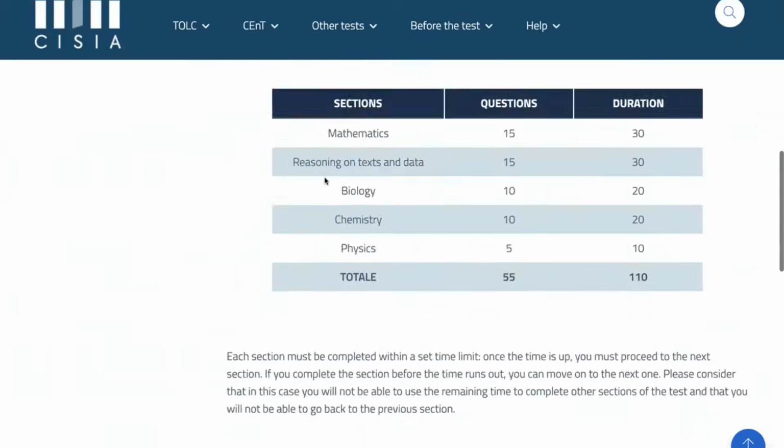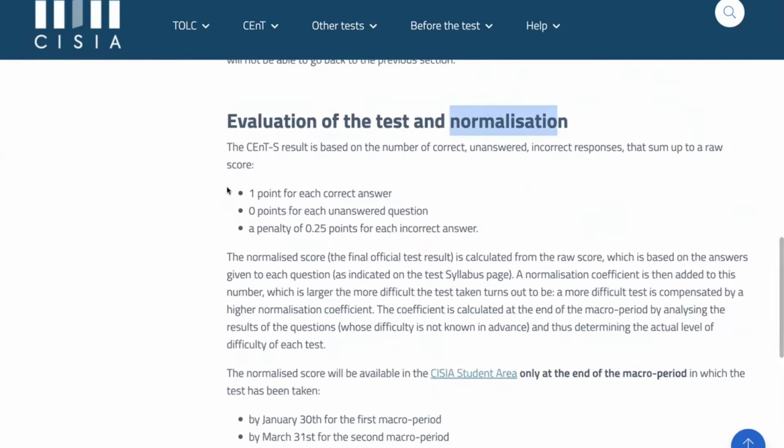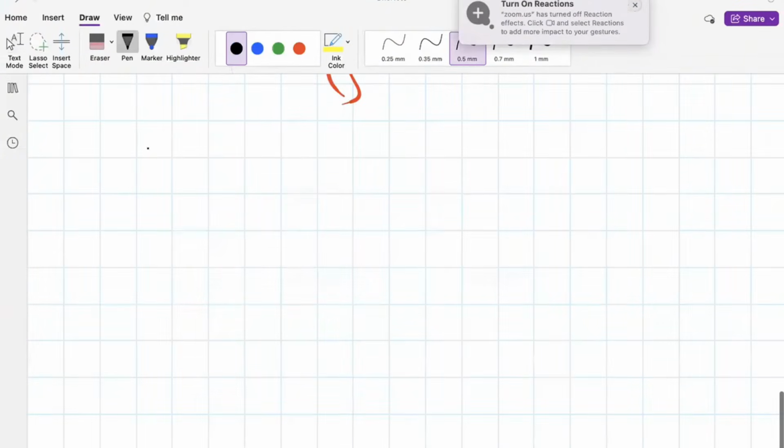The next part is the syllabus of the test. Before going to the syllabus, we already figured out the normalization, and I'll just spend 1-2 minutes explaining how the score system works. So let me go back here and then write scoring.